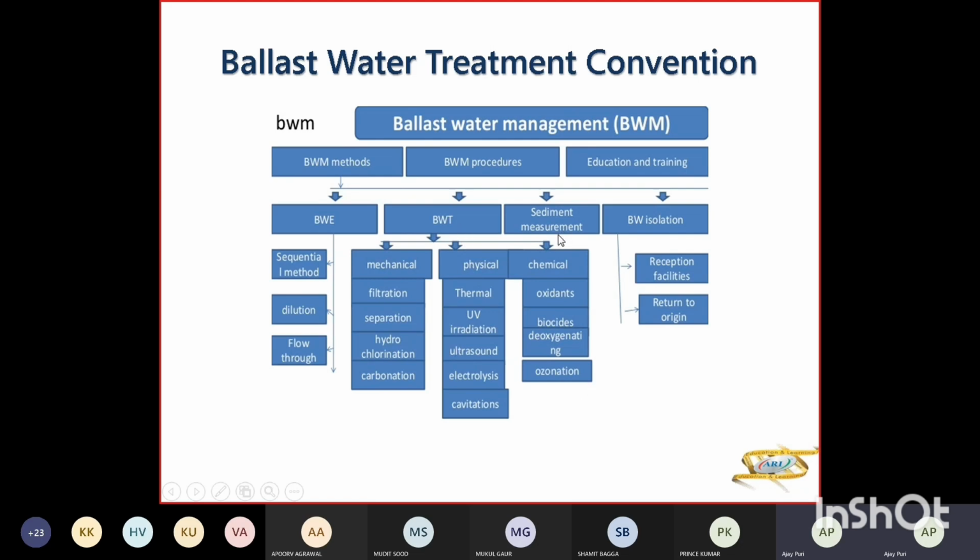Then sediment management, ballast water isolation, that is you're sending to shore or you're returning to origin. Origin means you are pumping out where you've already taken. So suppose you've taken in some place, you're coming back and returning the ballast there only. And your procedures and education and training. So the entire thing is ballast water management.